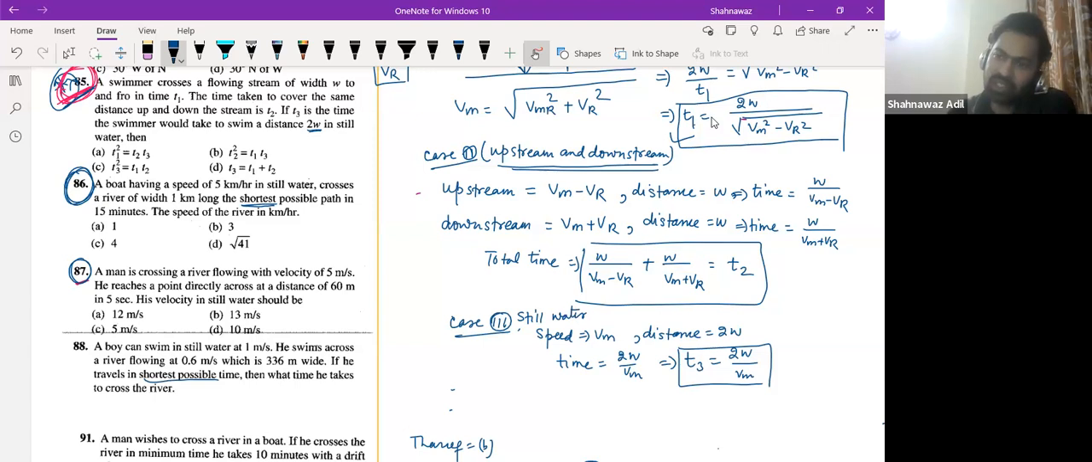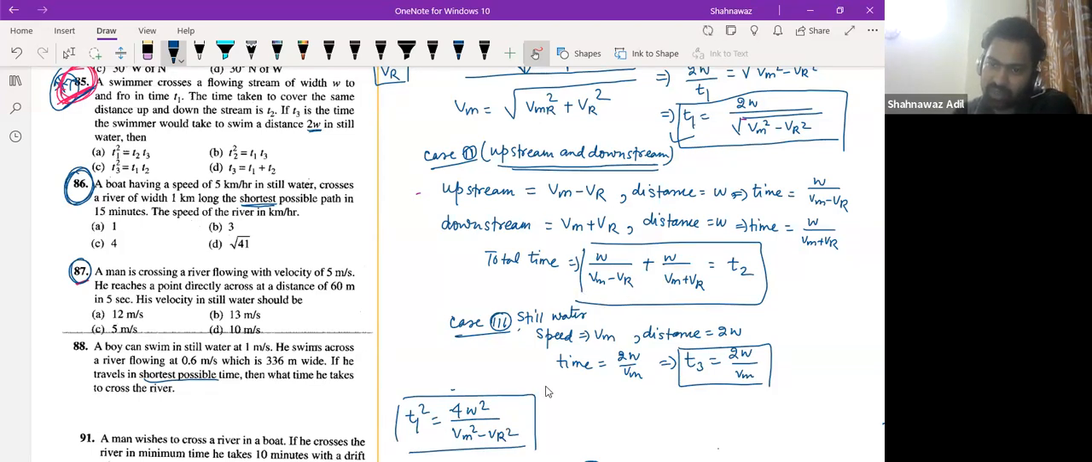Okay, so now let us simplify this thing. T1 square would be 4W square divided by Vm square minus Vr square. So let us keep this thing. And then we have this thing.